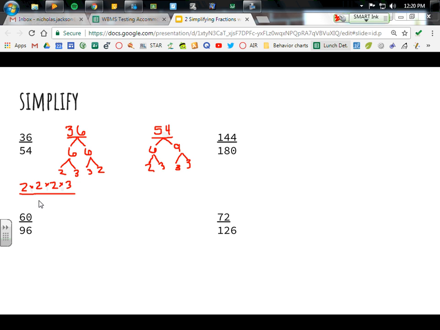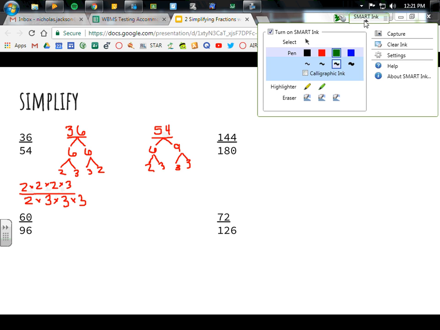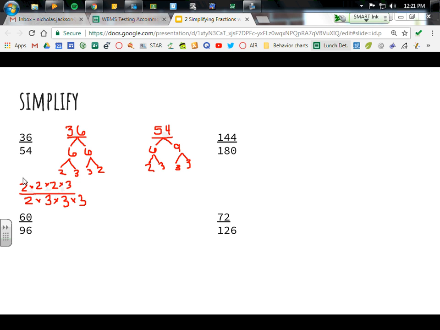So the prime factorization of 54 is 2 times 3 times 3 times 3. All right, now I'm going to switch colors here. So what cancels out? These 2's are a pair, they cancel out, and these 3's are a pair, so they cancel out. So what we're left with here is 2 times 2, which is 4, and 3 times 3, which is 9. So this fraction, 36/54, simplifies to 4/9.